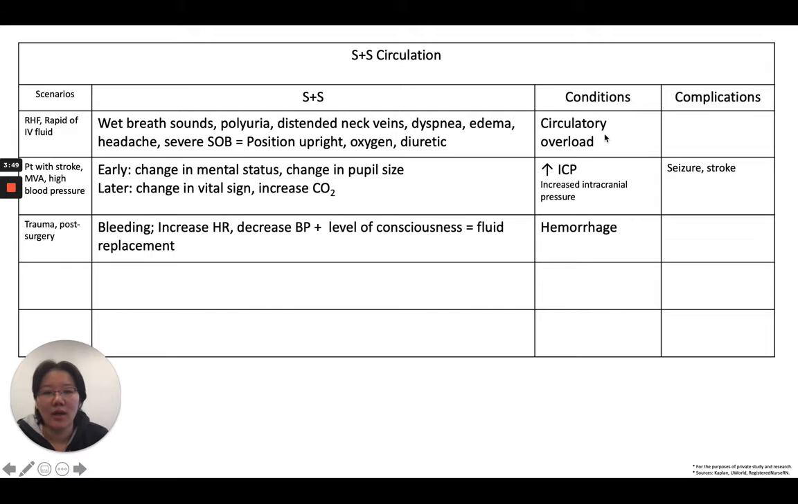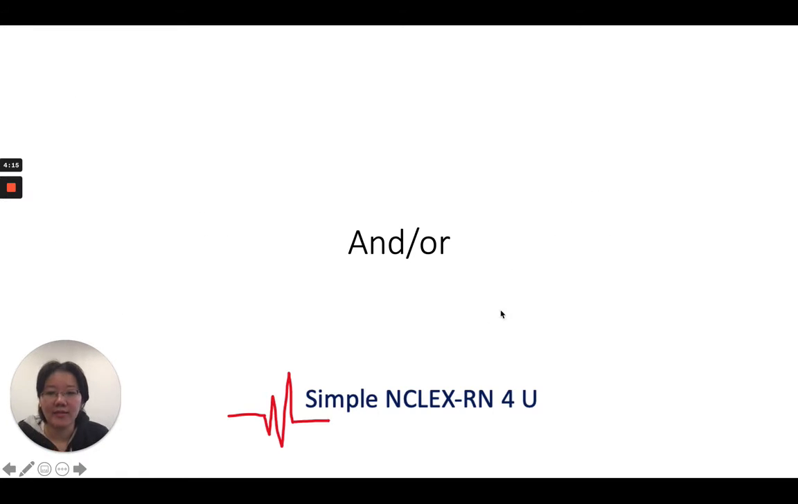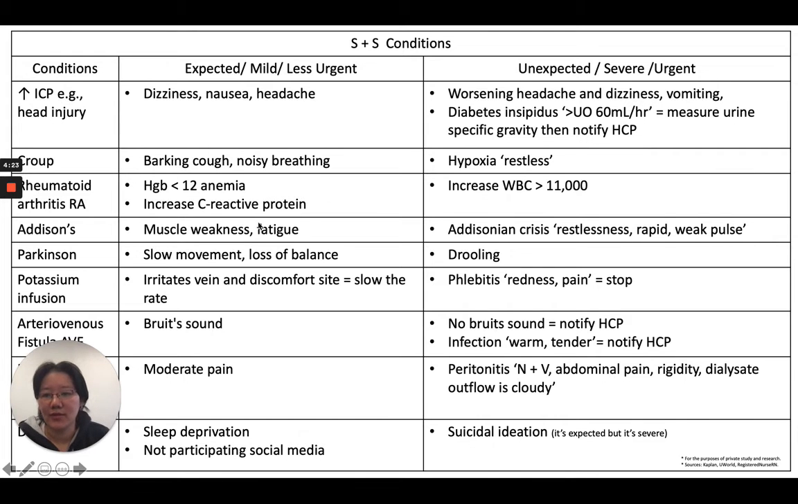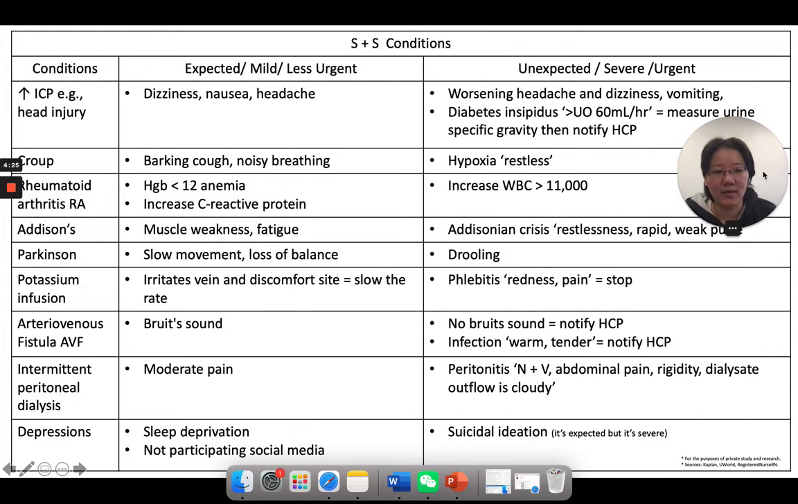Then circulation. For example, for increased ICP, scenarios: patient with shock, high blood pressure, MVA, motor vehicle accident, which increase ICP. And then the complications. For signs and symptoms, sometimes they like to ask what's the early and what's the late sign of it. And there's another way I also do it. If some of my study notes don't fit into ABC, I do it like this. This is another way that I do it.